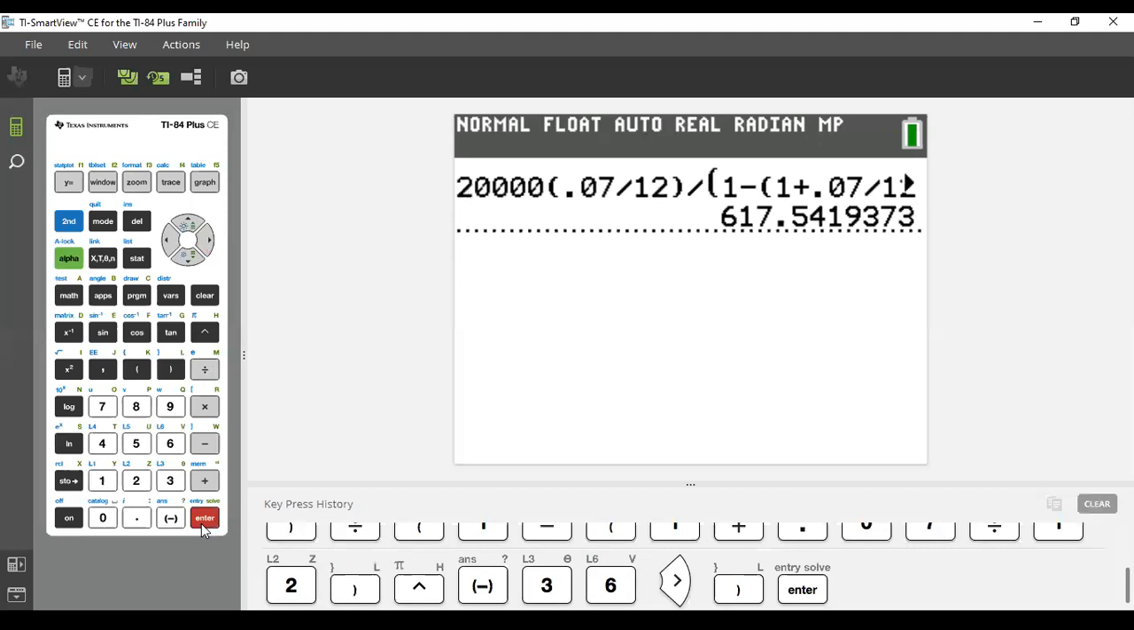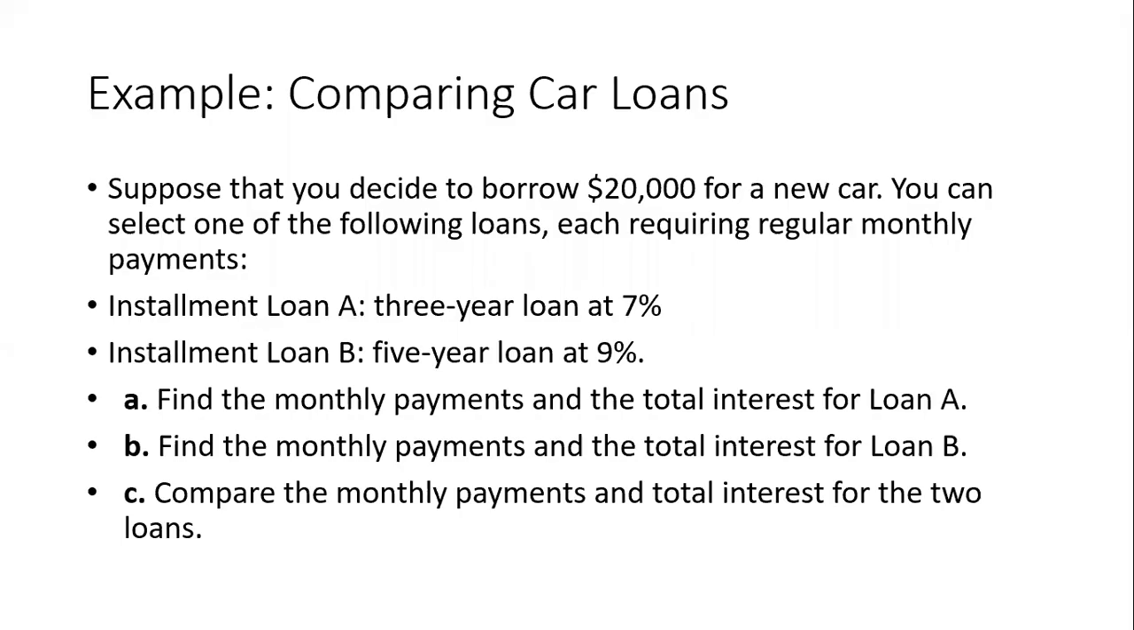We end up with $617.54. I'm going to go ahead and round this up to the dollar. So we have 618. Okay, so the monthly payment for A is 618. Just put that down there as a reminder.